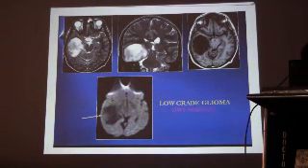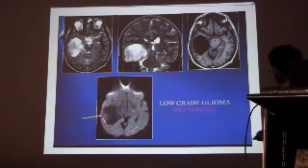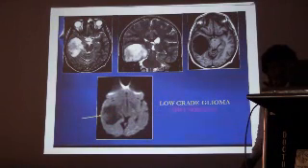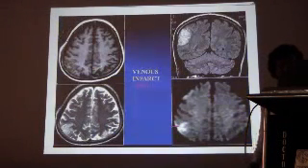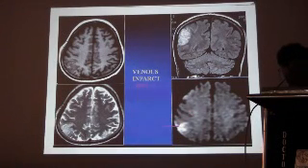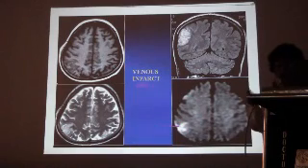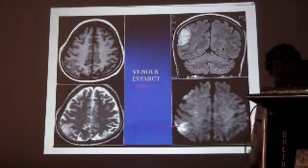Look at this picture. It is a low grade glioma. T1. Diffusion? No signs of restriction, so diffusion negative. Diffusion positive. Diffusion positive, not conforming to any vascular territory.